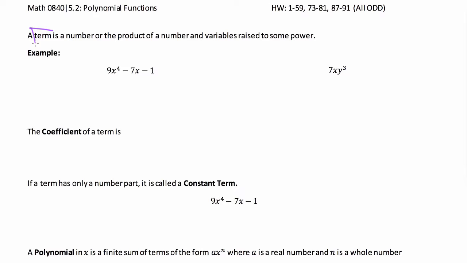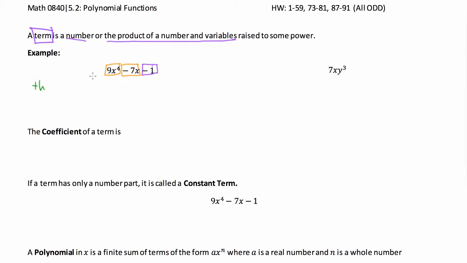So a term is a number or the product of a number and variables raised to some power. Like this term is just a number, and these terms over here, like this guy and this guy, are the product of a number and some variables. In this case, just x or x to the fourth. So one thing is when we're talking about terms, the sign goes with them.